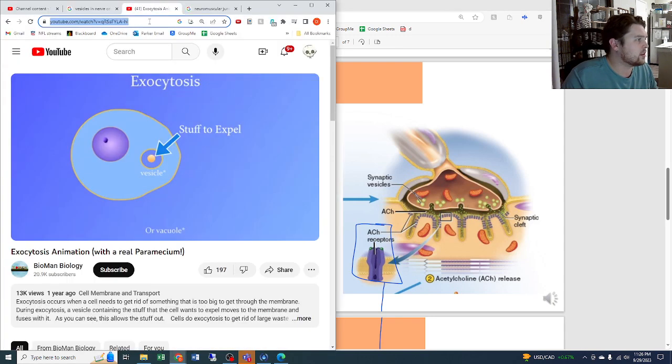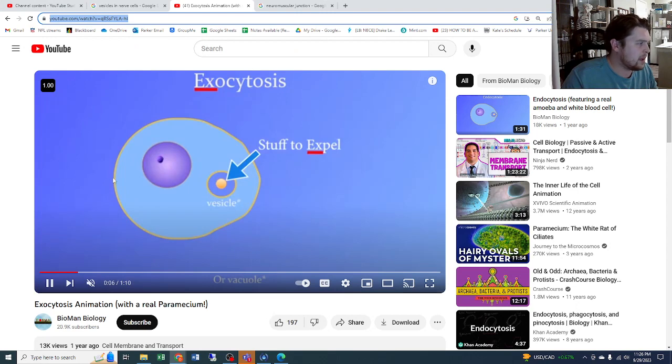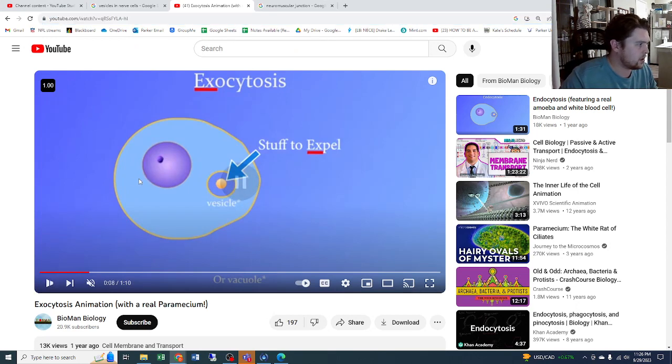There's a short little video here I'm just going to play that goes over exocytosis. So we have this vesicle, so imagine that this acetylcholine is inside of this. Sometimes the vesicle will be called a vacuole. Vacuoles are just larger vesicles.